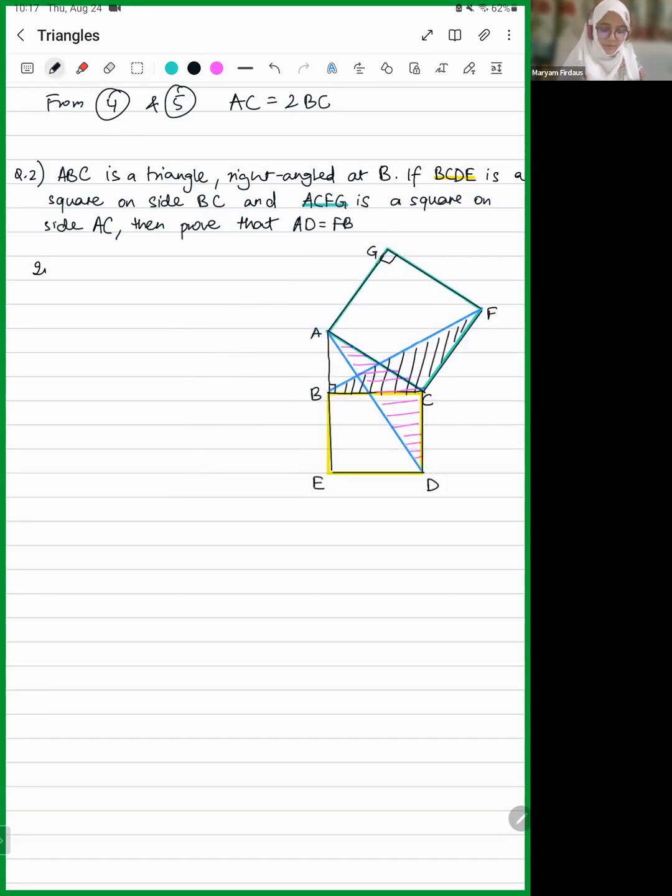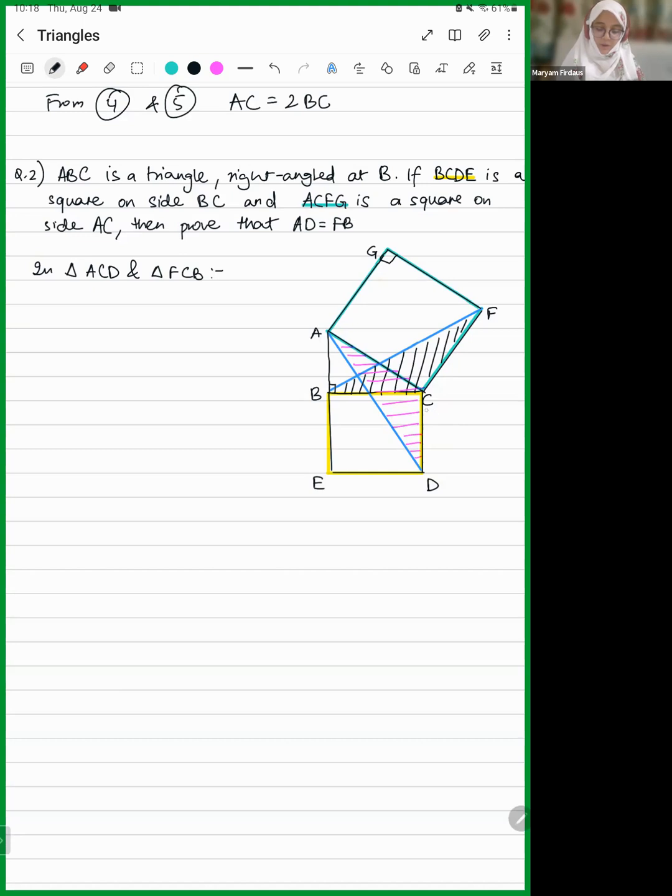In triangle ACD and triangle FCB, what all are equal in this? Ma'am, there's nothing given which is equal. Are you sure about it? Okay.